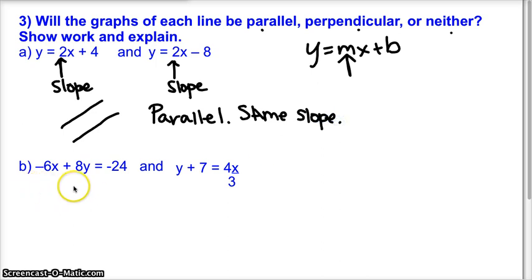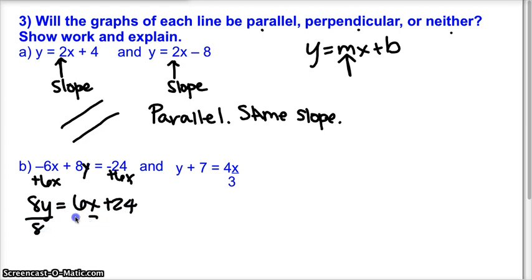Looking at letter B, neither the equation of the first or the second is in y equals mx plus b. So here's the y, and in order to get it by itself, I need to first move the -6x to the other side. So I have 8y equals 6x plus 24. From here, we're able to divide everything by 8 because the 8 and the y were held together with multiplication. y is equal to 3/4 x plus 3.